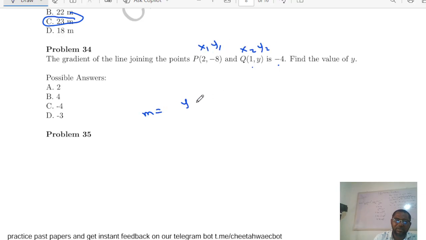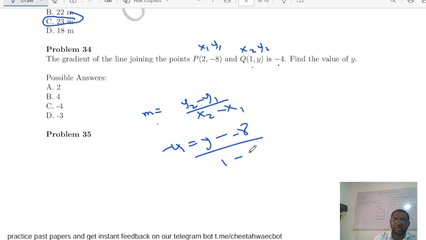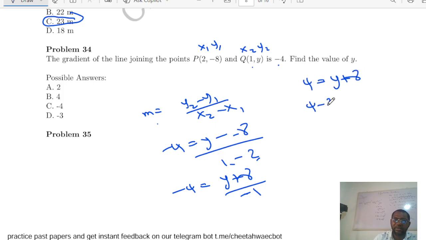Gradient is y2 minus y1 over x2 minus x1. So my gradient is minus 4, my y2 is y, y1 is minus 8, x2 is 1, x1 is 2. So minus 4 is the same as y plus 8 over 1 minus 2, which is minus 1. If I cross multiply, minus 1 times minus 4 is 4, which equals y plus 8. So if this crosses over, 4 minus 8 is equal to y, so y is equal to minus 4, which is C. I hope that makes sense.